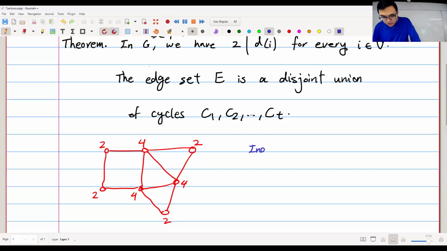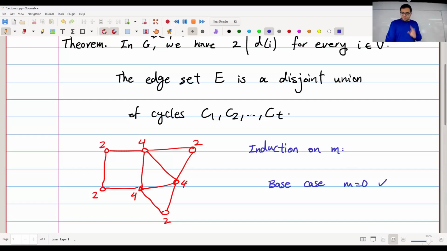We do induction on M. And I'm actually going to do strong induction here. So if I have no edges at all, of course, it's decomposed into cycles. It's decomposed into 0 cycles. So my base case where M is 0 holds.